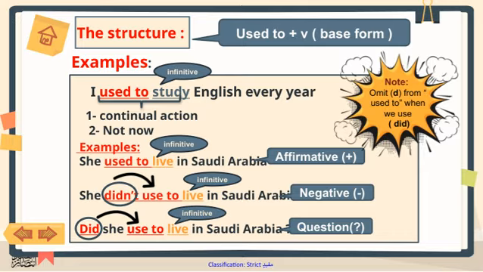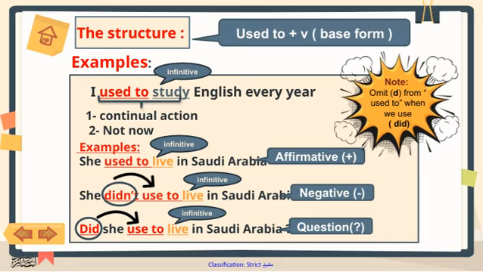So the structure is used to plus the base verb for affirmative sentences, like she used to live in Saudi Arabia. For negative sentences, we say she didn't use to live in Saudi Arabia. And for questions, it's did she use to live in Saudi Arabia? Notice how we drop the D in used when forming questions and negatives.